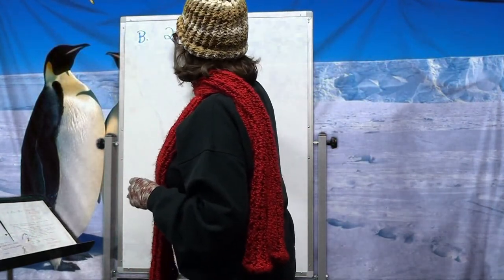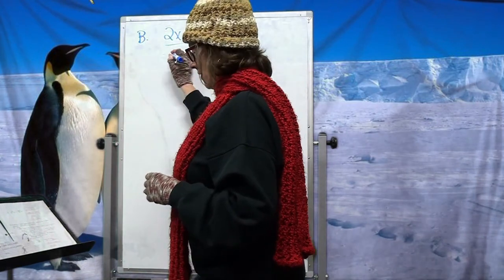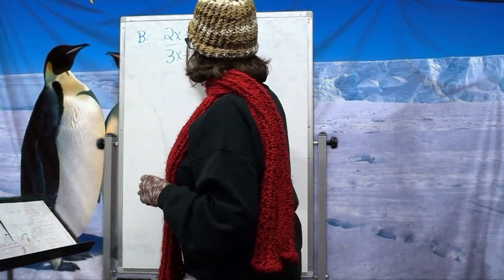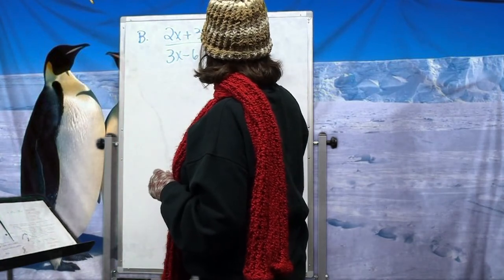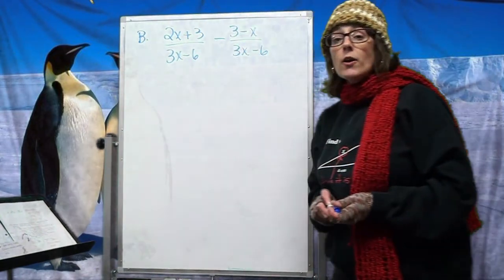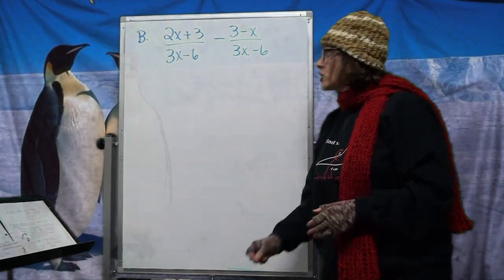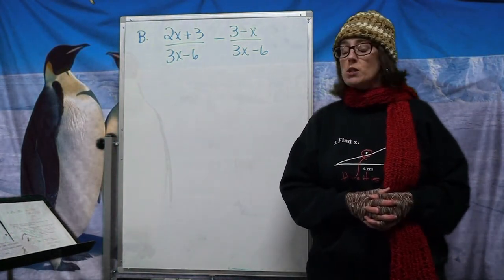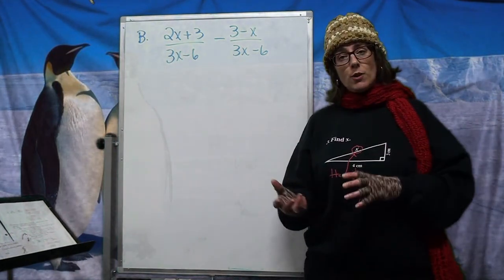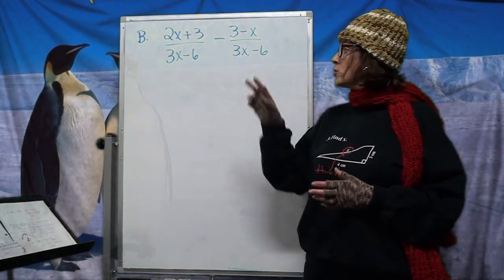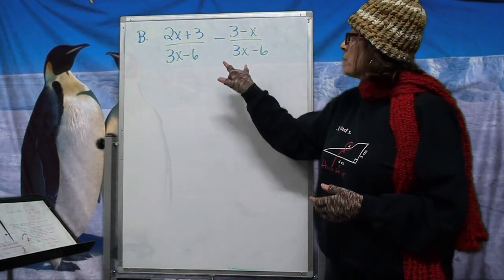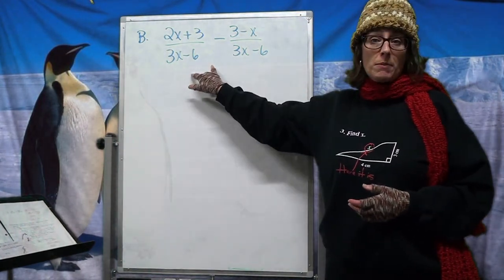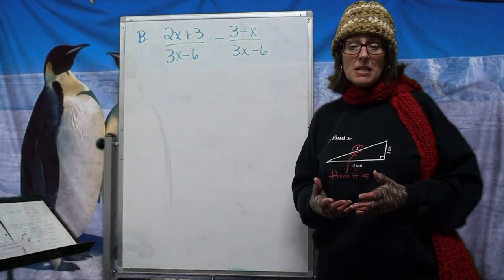This one is (2x + 3)/(3x - 6) minus (3 - x)/(3x - 6). So here we are subtracting a couple of fractions. Yes, they are complicated fractions, but they are just fractions. So we need to recall again, what does it take to subtract a couple of fractions? Yes, common denominators. The beauty is these already have common denominators, so no adjustments need to be made.